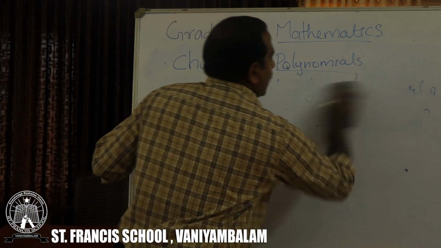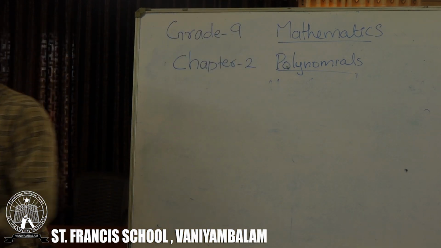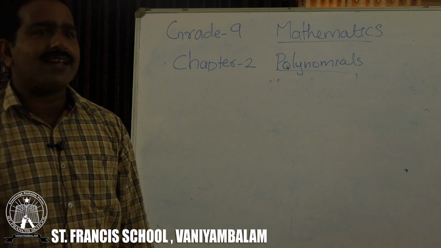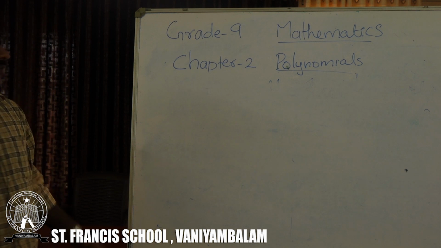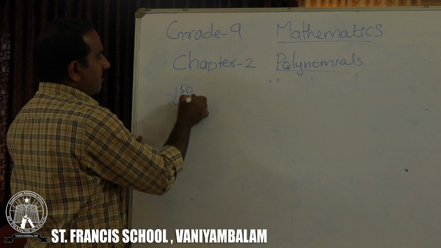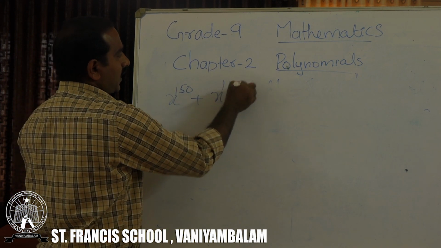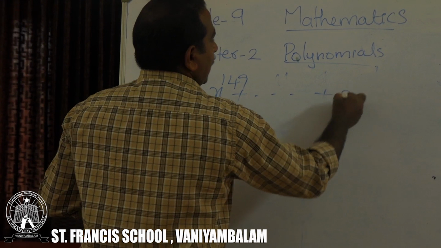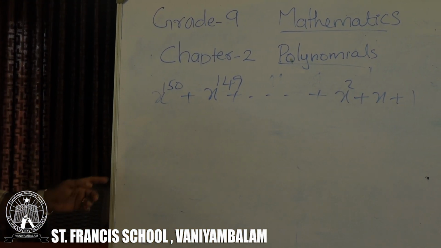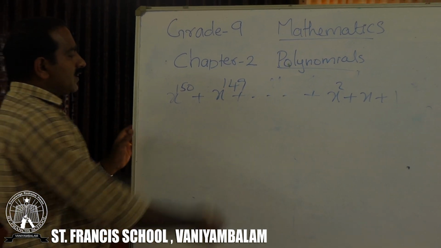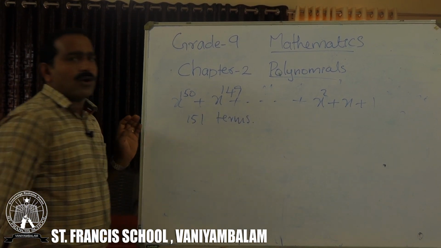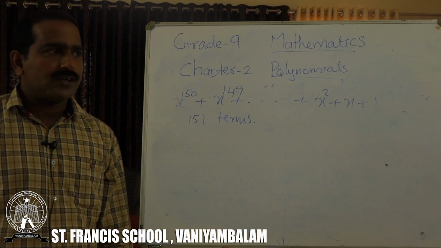Another point is, a polynomial can have any finite number of terms. One example is x raised to 150 plus x raised to 149 plus and so on, plus x square plus x plus 1. It is a polynomial with how many terms? It is a polynomial with 151 terms. So we know that a polynomial can have any number of terms.